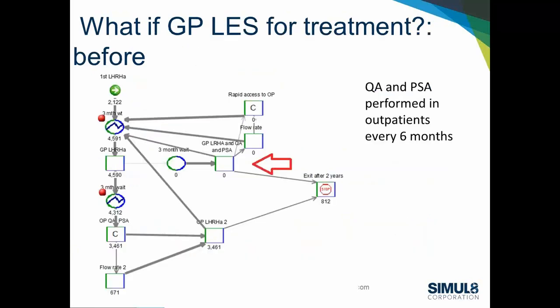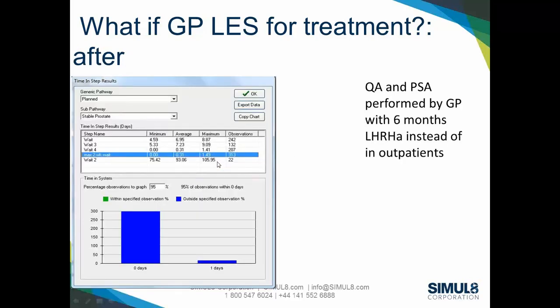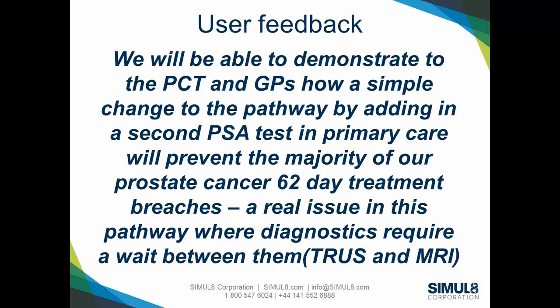And this is where they modelled it. So you can see you've got arrows coming out now to a GP service as opposed to a secondary care service. And you can see the wait times now go right down. So users were able to understand what the impact on their resources would be of introducing these new changes.